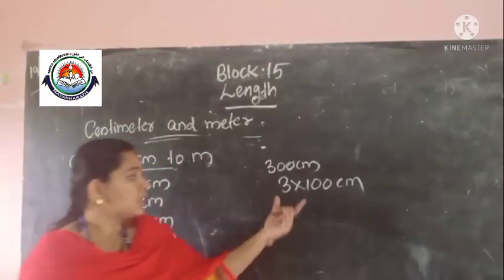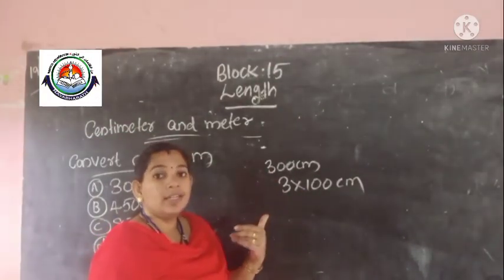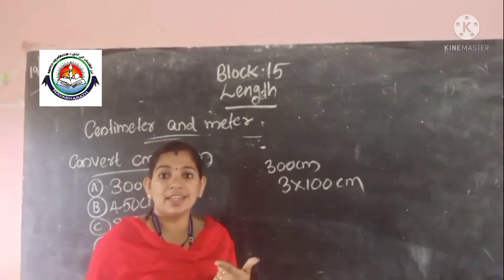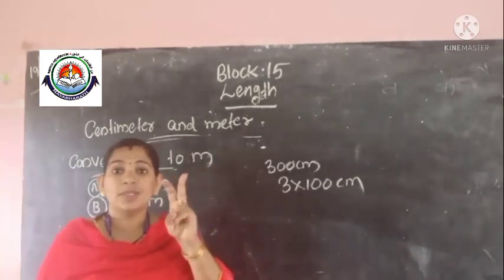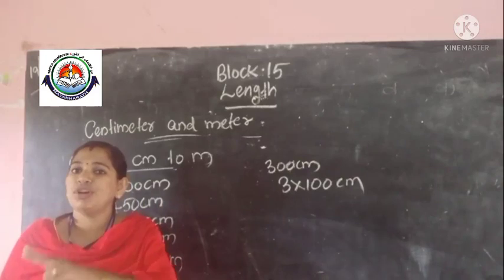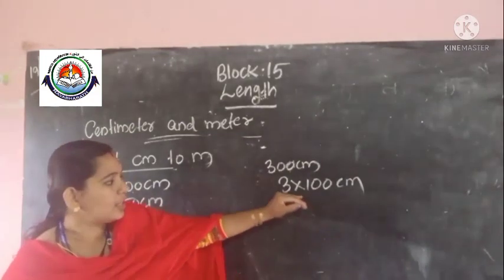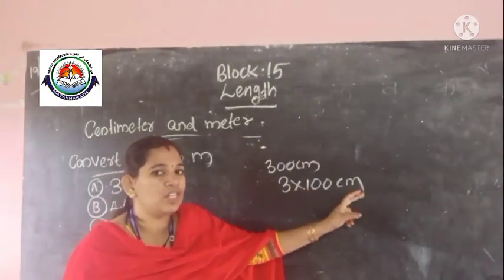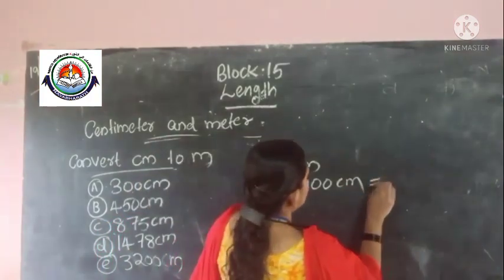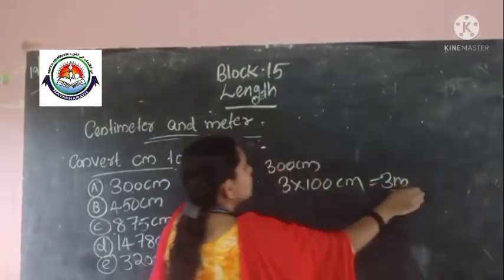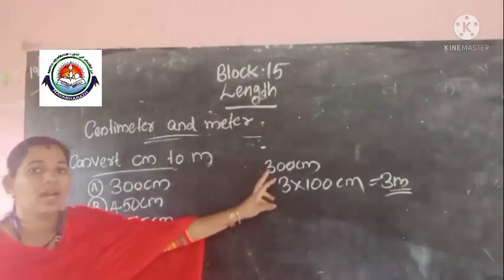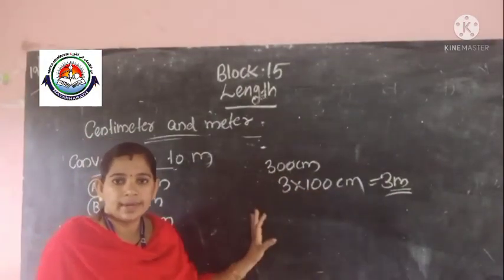So we know that in the previous problem we discussed 2 meter is equal to 2 into 100 centimeter. So here 3 into 100 centimeter means how much meter? Yeah, very good, 3 meter. So 3 meter is 300 centimeter. Clear?